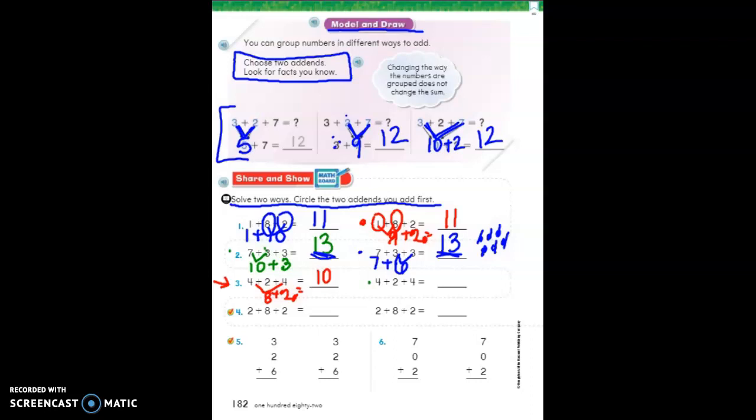Now remember, this is the same problem, so we should get 10 as our answer, but now we are going to pick different numbers to add together. So we did 4 plus 4 before, so now we're going to do 4 and 2. So 4 plus 2 is 6, and I can't forget to add my third addend, so I have 6 plus 4. Use a strategy to add: 6, 7, 8, 9, 10.